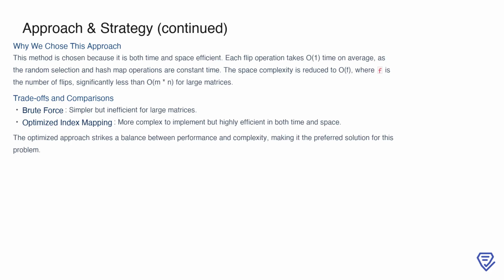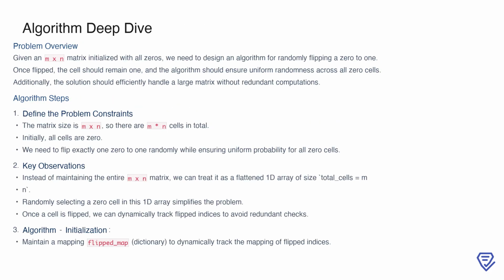To tackle the random flip matrix problem, imagine we are given an m by n matrix, where all cells initially contain zeros. Our goal is to design an efficient algorithm that flips a randomly selected 0 cell to 1. Once flipped, that cell should remain 1, and the algorithm must ensure that the randomness is uniform across all available 0 cells. This means every 0 cell should have an equal chance of being flipped.